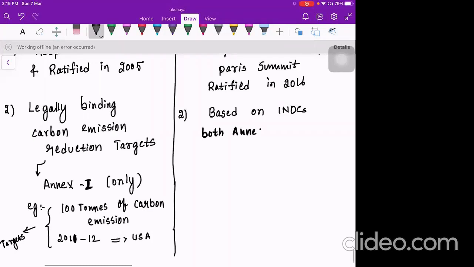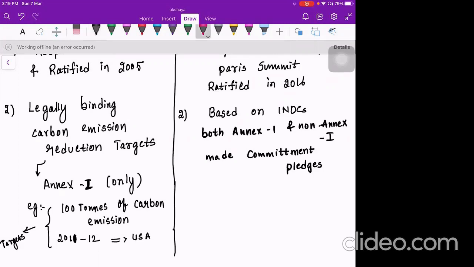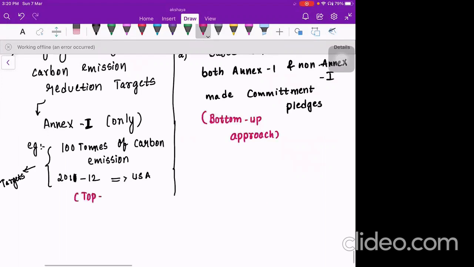both Annex 1 and non-Annex countries have made committed pledges. That means this will be my approach for reduction. Now tell me, can I say this is my bottom up approach? This is the bottom up approach, and this is my top down approach.